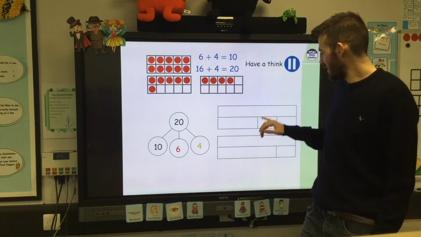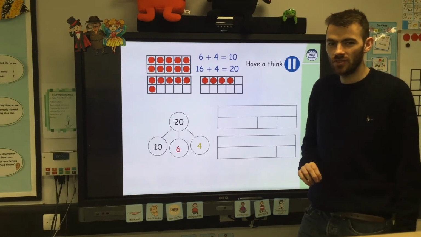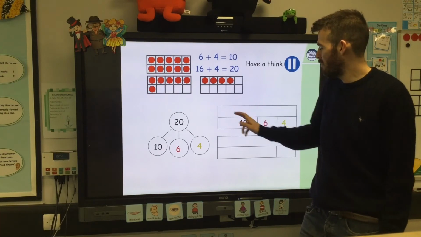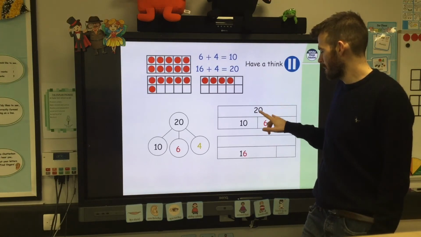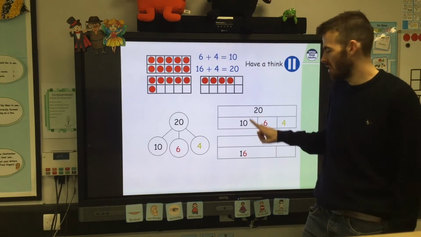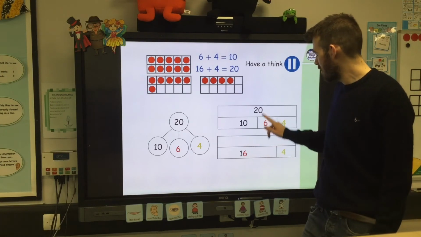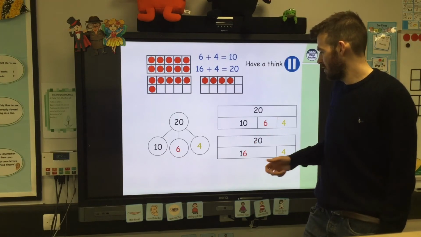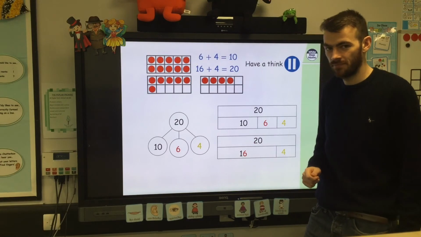Excellent job. And again, I've split my bar model into 3 parts. I've added an extra 10. 10 is a part, 6 is a part, 4 is a part, and my whole is 20. I can combine, like we practiced yesterday, my 10s and 1s together to make 16. And I could say 16 is a part, 4 is a part, and my whole is 20. You can see that I've used my part-whole model to bring my 10s and my 1s together.